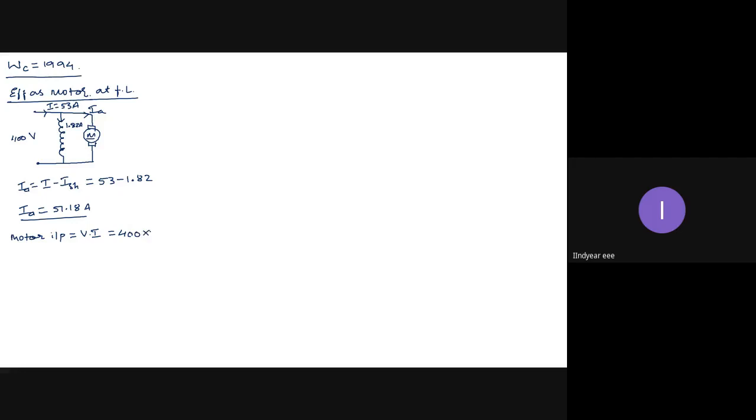So it is 400 into 53 equals 21,200 watts. Then motor copper losses. Copper losses in armature, because other things are not mentioned, like the resistance in interpole winding and all those things. So we'll take copper losses in armature, or generally you can take copper losses in motor. That will also do. So this is IA square RA. So IA is 51.18 square into RA, which is 0.6.